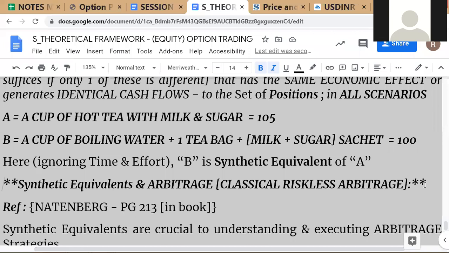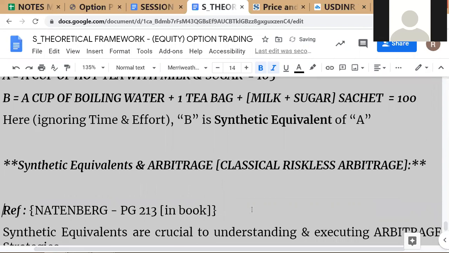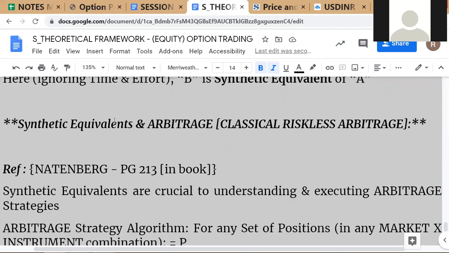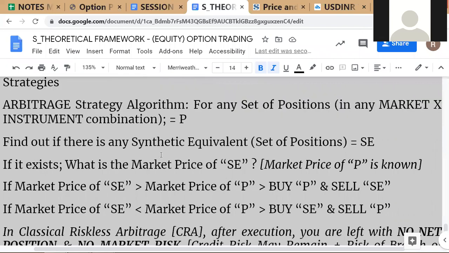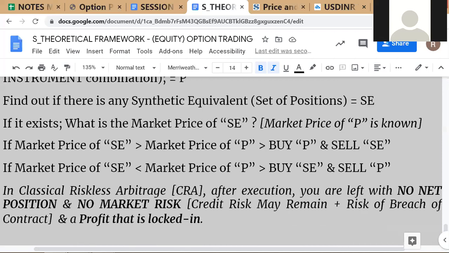So maybe we can just break it up a little bit. And for this, you can refer to this. We had a little bit of subtopic. So we explained what a synthetic equivalent is, and then we explained their importance in arbitrage or CRA. And so I've given you this, and what is the arbitrage strategy algorithm for any kind of arbitrage. This is what you go through, this thought process. You look at any position or any market, and then you see there's a synthetic equivalent. And if there is one, then what is the price of the synthetic equivalent? And you can compare that to the market price, and accordingly you would buy and sell.